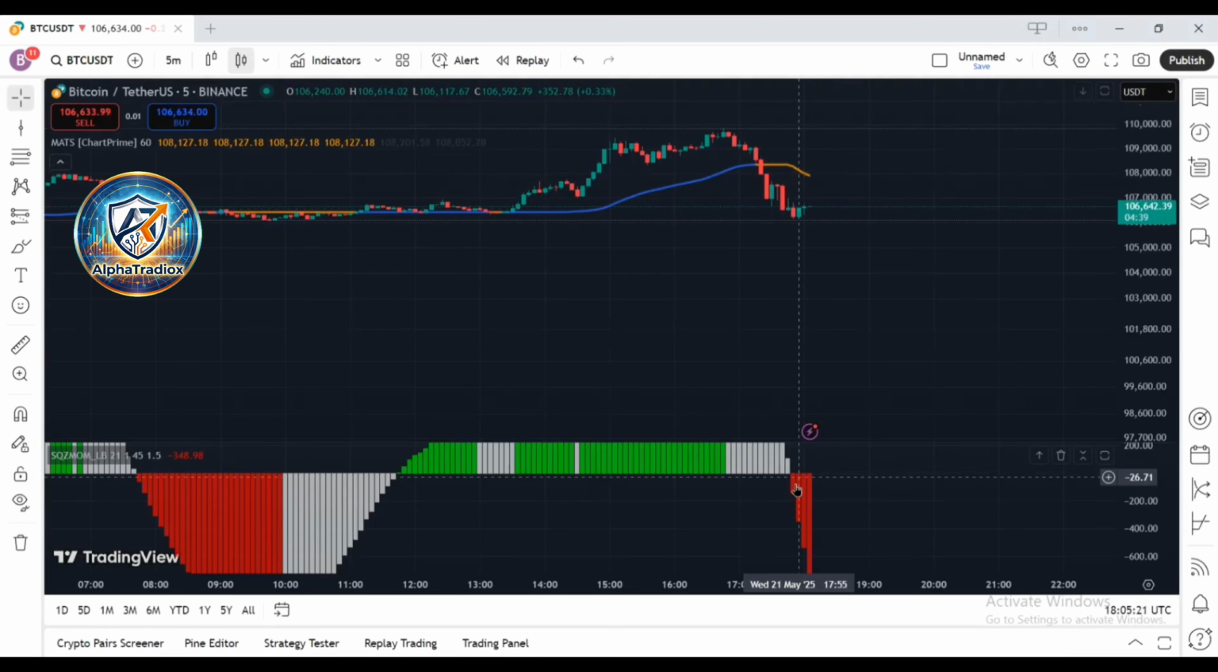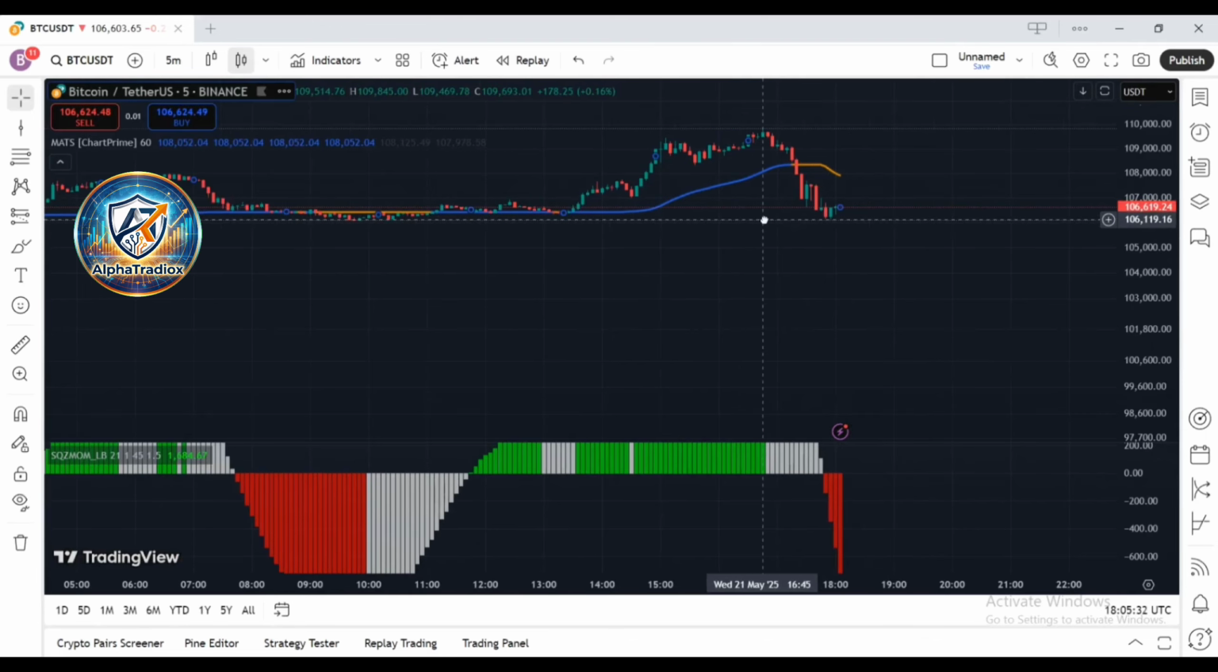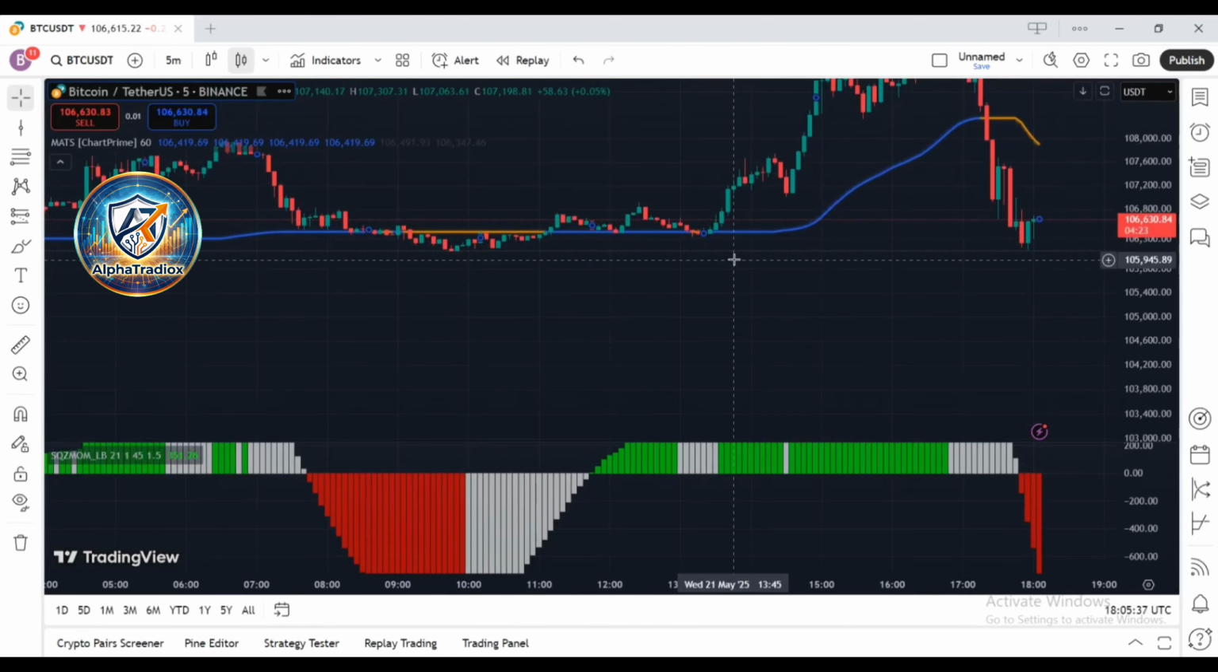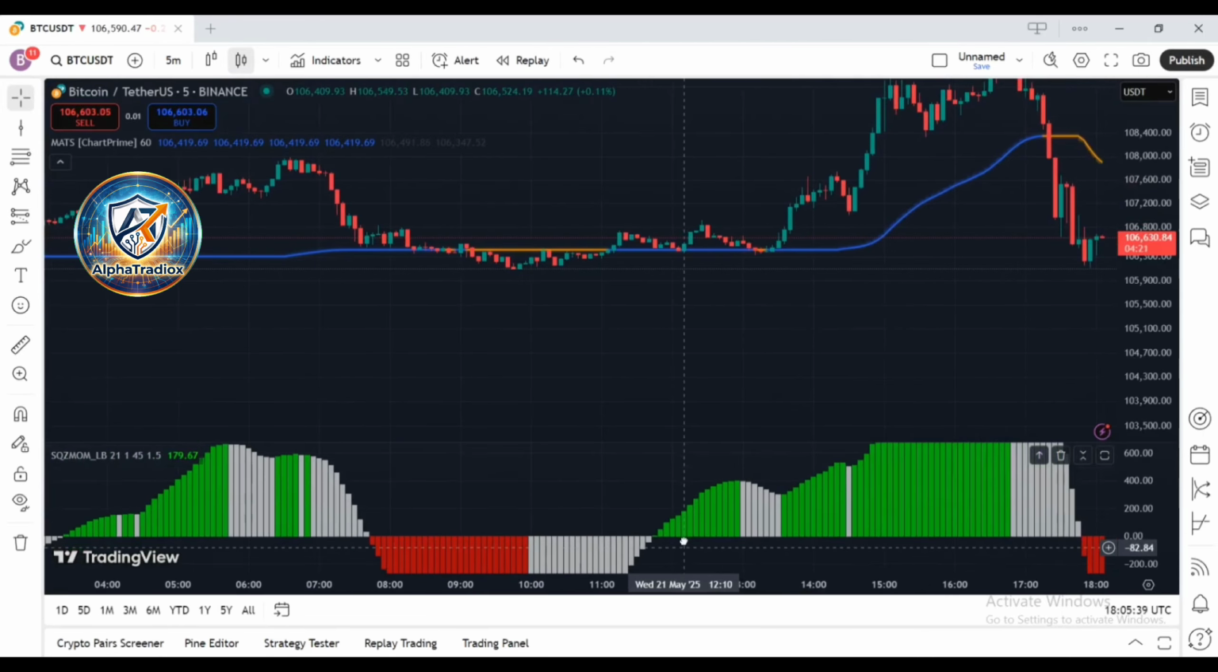Alright guys, take a look at Bitcoin on the 5-minute time frame in the live market. Here, the orange line means our trend is bearish, so the first condition is met. The second condition was that the histogram goes below 0 and turns red, which is also met here. At this point, we can enter a short trade in the live market.